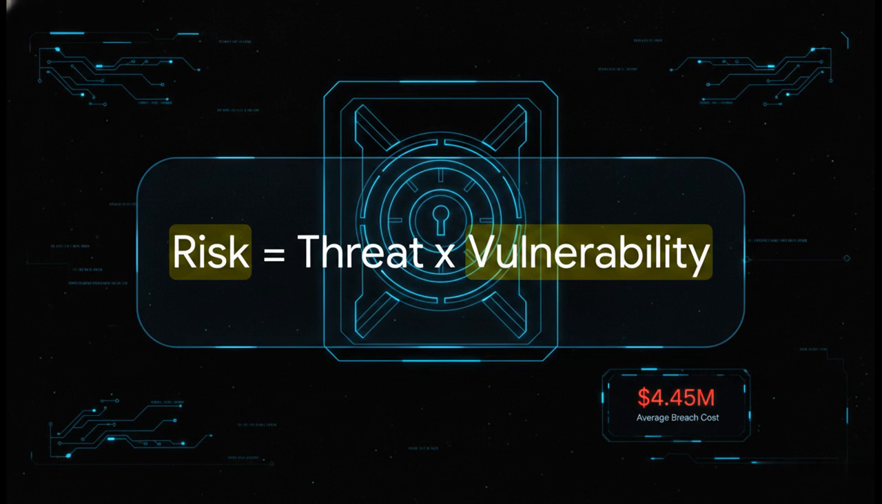If you have a vulnerability but no threat, an unlocked door in the middle of an empty desert, your risk is also low. But when a threat meets a vulnerability, that is when risk materializes, and the impact is very real. IBM's Cost of a Data Breach report noted the average cost of a breach is pushing $4.45 million. That is the risk we're managing.